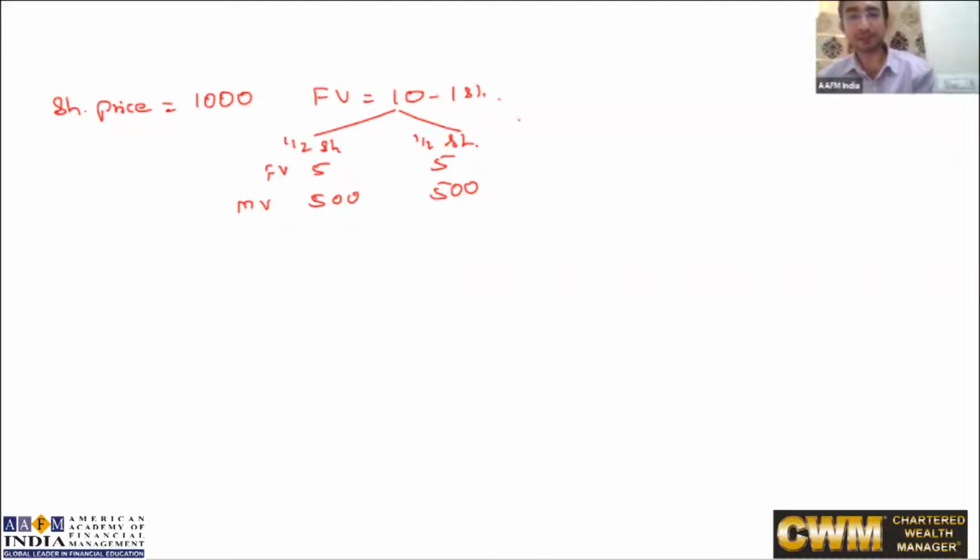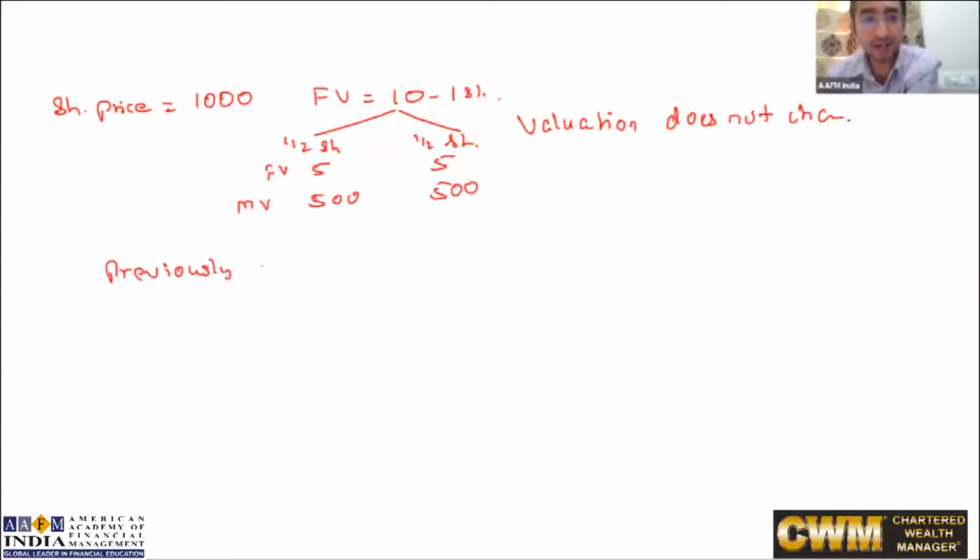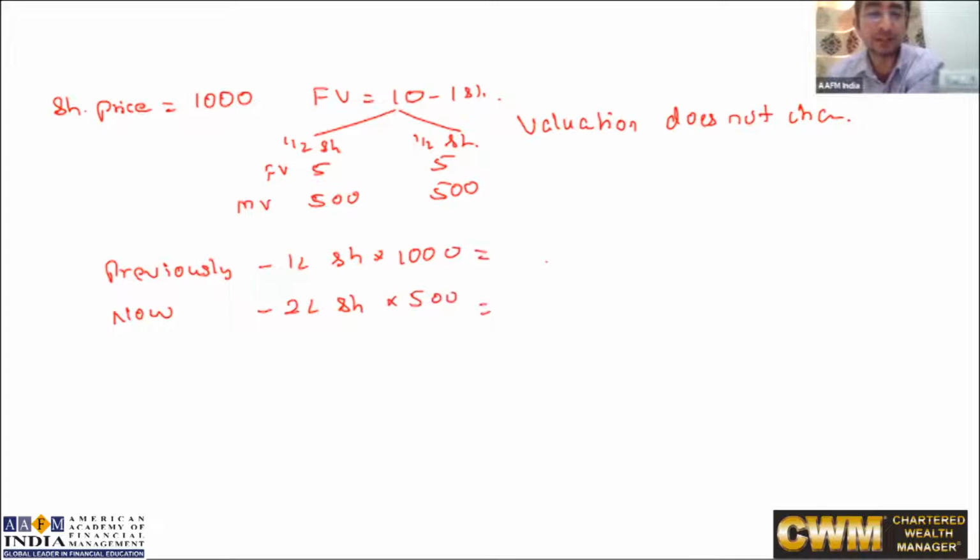In this, the company valuation does not change. Why doesn't the company valuation change? Because let's say the company previously had 1 lakh shares at 1000 rupees. Now, after the split, the number of shares is 2 lakhs, but each share is 500 rupees. So the valuation will be the same. The company valuation doesn't change even though the number of shares increases, because the price of each share also gets adjusted accordingly.